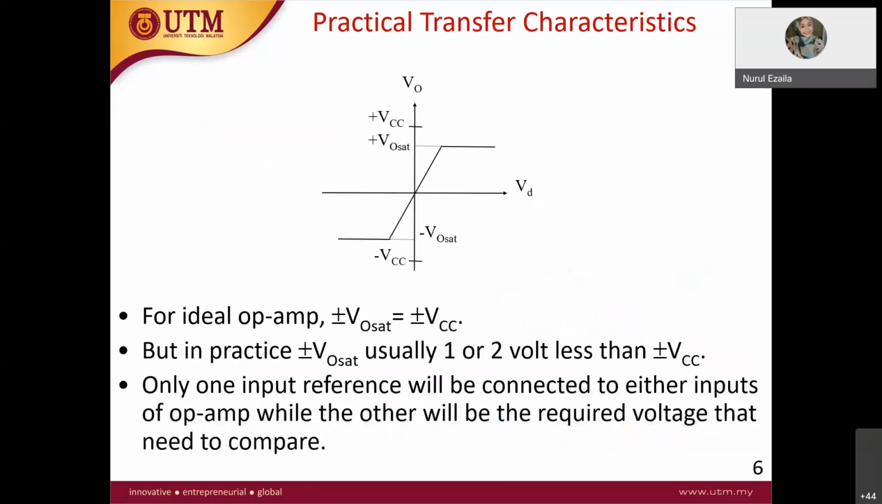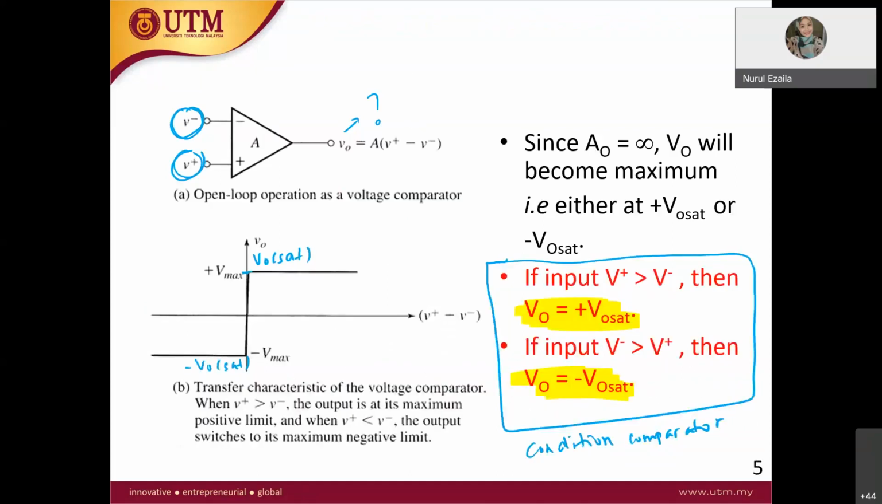Easy. Okay. So for practical transfer characteristics, this basically shows what is actually happening. This is ideal. When V plus is greater than V minus, you will get exact V out saturation, a straight line like this. But when V minus is greater than V plus, you will get exact V out at negative, like this. So this is for the ideal case.